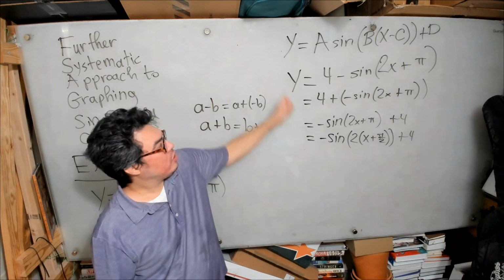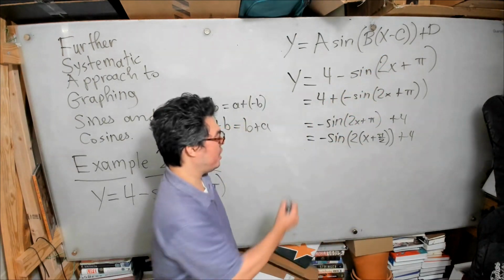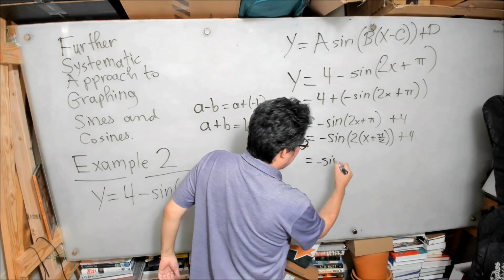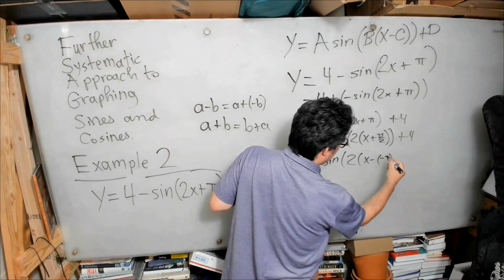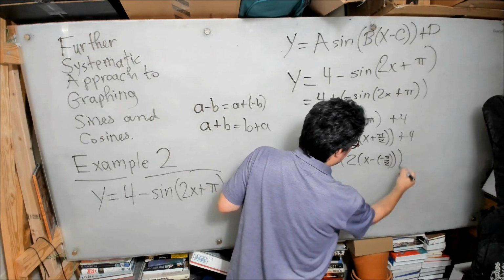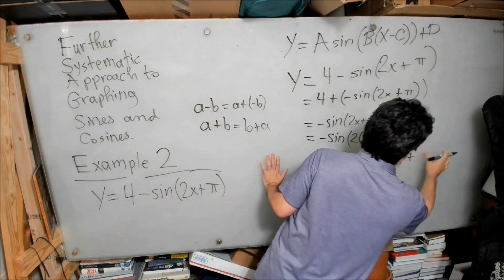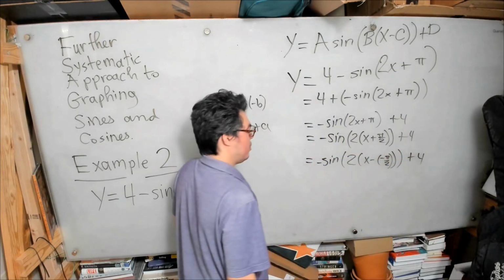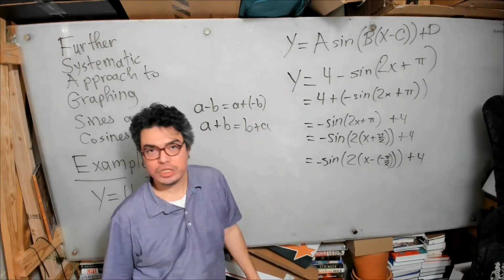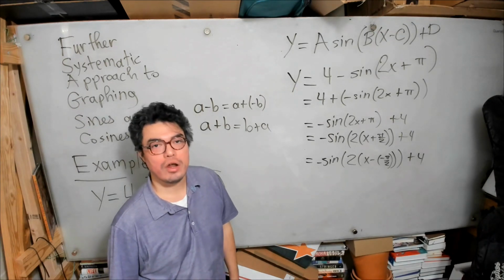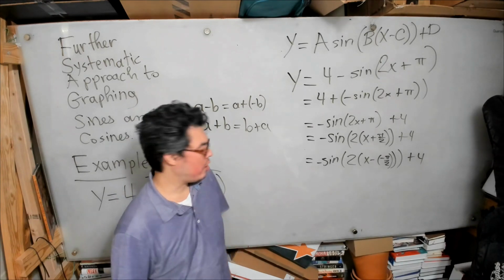Now, is this identical to this? Not yet. Because here, I want to write it as x minus c. So I can write it as negative sine of 2 times x minus negative pi over 2, plus, in this case, 4. Okay. If we look at it like this, then we can use our table from our original problem to figure out in which direction it's going to go. Horizontally, anyway.